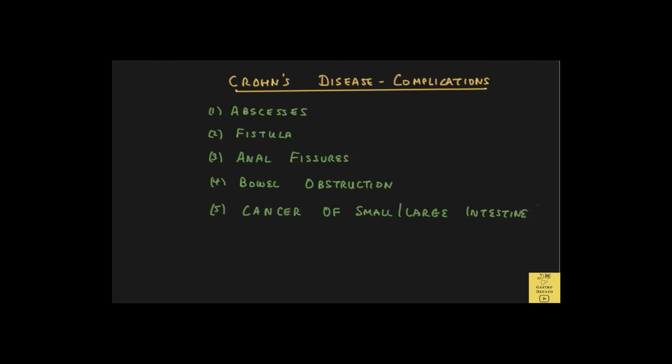cancer of the small and large intestine. There is a small increase in the risk of small intestine and colorectal cancer after 8 to 10 years of the disease. Hence, colonoscopy should be done 8 years after onset of symptoms and repeated every 1 to 2 years. Finally, malnutrition is not uncommon and is due to decrease in the absorption of nutrients by the intestines.